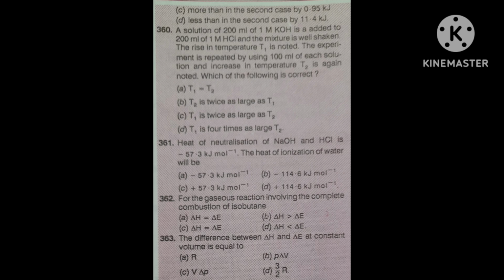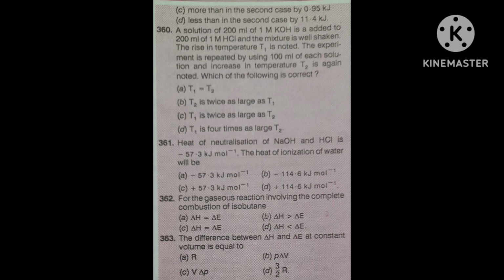Its correct answer is T1 is equal to T2. First option, T1 is equal to T2 is correct. How? Now I am telling you, keep pen and paper with you. See, if you read the question, everything is very clear. Heat evolved in the first case: the total volume is 200 plus 200, 400 ml. 200 ml KOH and 200 ml HCl have the same strength, hence both will neutralize each other.